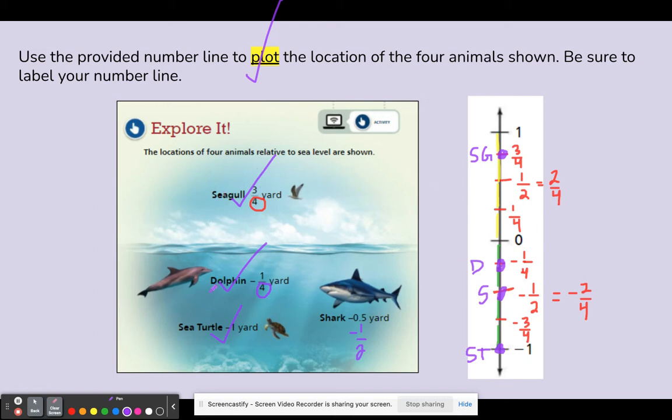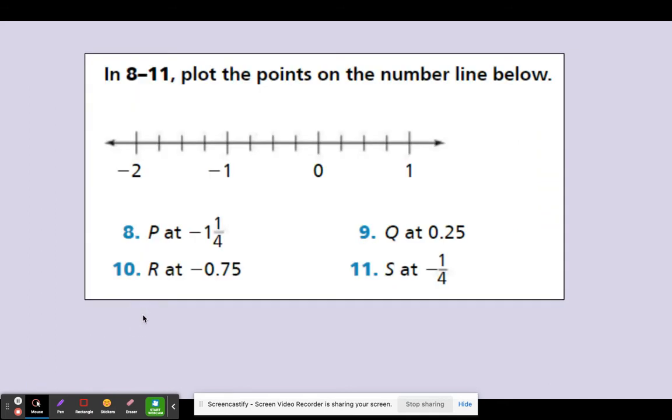And reminder, these are rational numbers they gave me because they include integers, positive and negative whole numbers, as well as those fractions and decimals in between. All right, so let's keep practicing this skill, shall we? This is an example of the types of questions you're going to have to answer today.